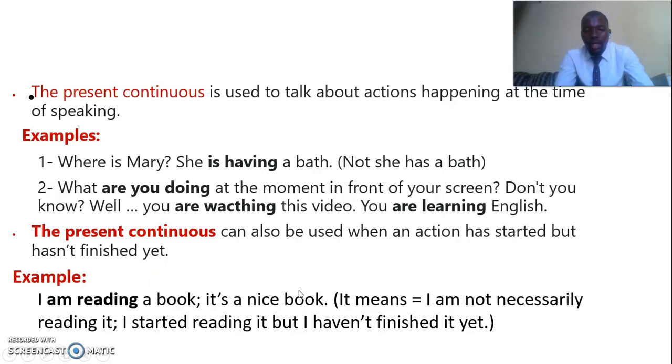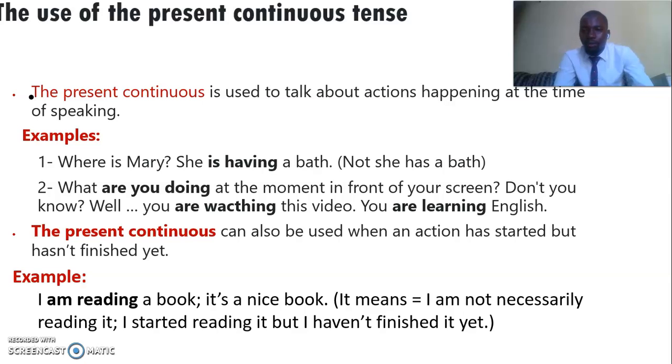It is a nice book. It means I'm not necessarily reading it now. I started reading, but I haven't finished it yet. So it means I started reading the book before, but I didn't say that I'm done, that I have finished reading it. No. So the present continuous tense can also be used in that context. Very good.